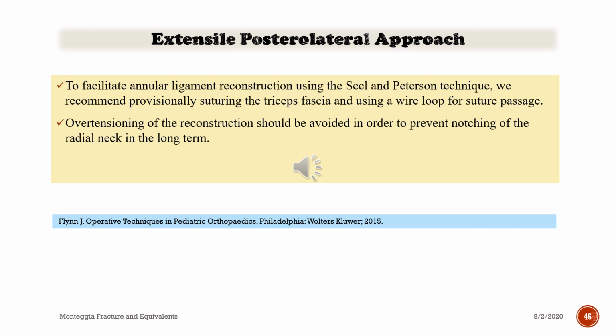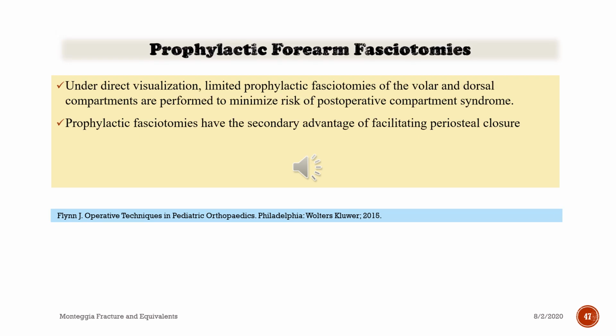To facilitate annular ligament reconstruction using the Seal and Peterson technique, we recommend provisionally suturing the triceps fascia and using a wire loop for suture passage. Overtensioning of the reconstruction should be avoided in order to prevent notching of the radial neck in the long term. Under direct visualization, limited prophylactic fasciotomies of the volar and dorsal compartments are performed to minimize risk of postoperative compartment syndrome. Prophylactic fasciotomies have the secondary advantage of facilitating periosteal closure.